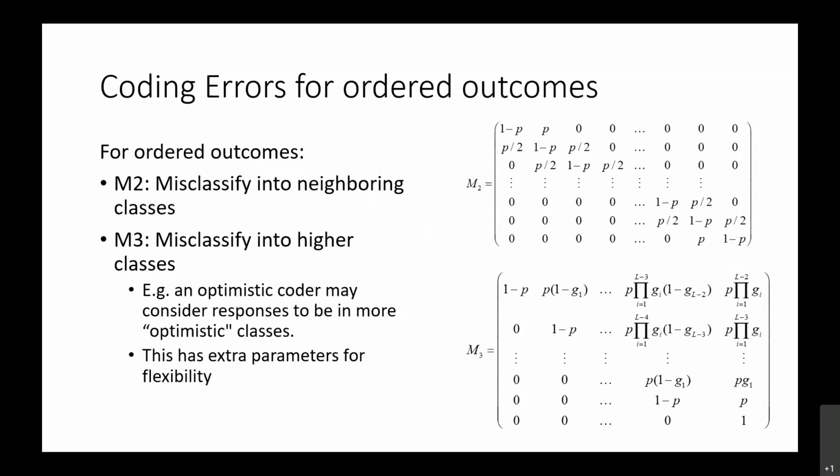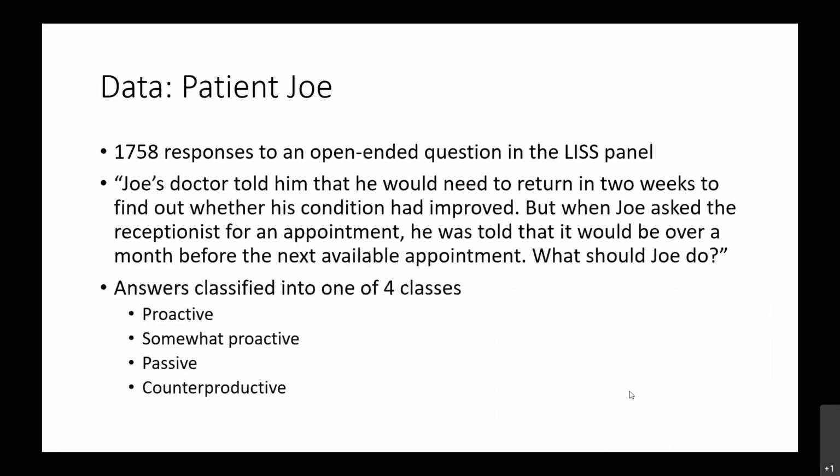They're ordered. Or I can say, well, this is an optimistic coder, and the coder, if he or she makes an error, always codes into a higher class. And then I get something like this. Okay. So I'm injecting error into the resolved codes of a data set. This is the patient Joe data set.